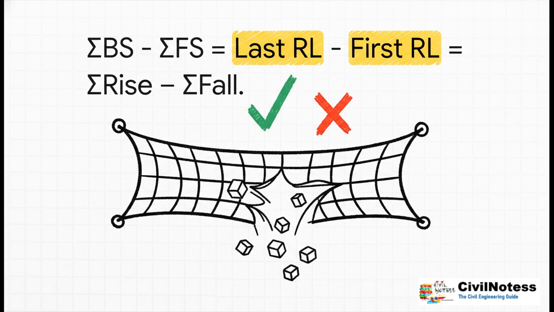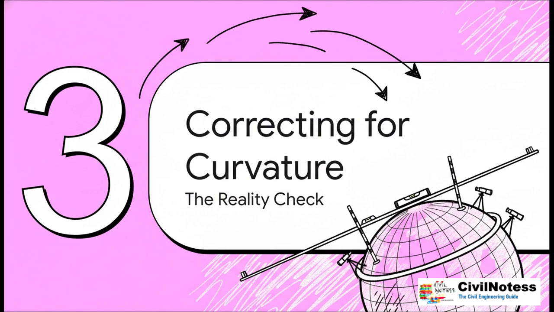Use it. All right, so everything we've talked about until now kind of works on a sneaky assumption that the Earth is flat, which is fine for short distances. But once you start measuring over longer sites, that little assumption falls apart, and we have to deal with the fact that we live on a big, round ball.